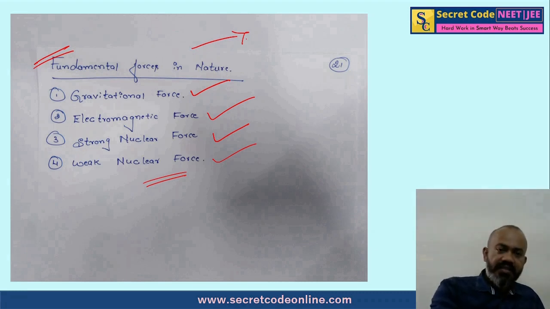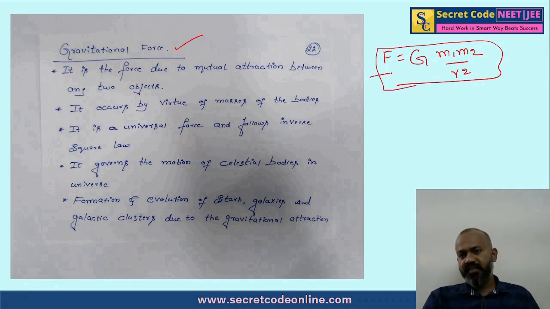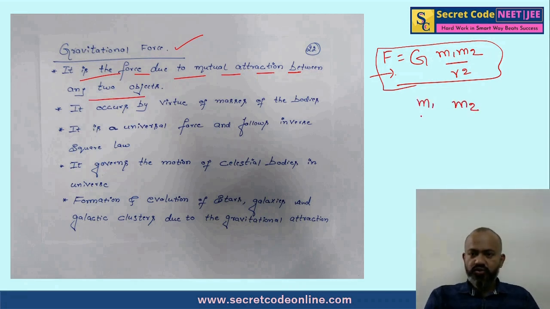First, let us take the gravitational force. We know the gravitational equation, F is equal to G m1 m2 divided by r square. Based on this formula, the gravitational force can be explained. Gravitational force is due to mutual attraction between any two objects, where m1 and m2 are the masses of those objects.